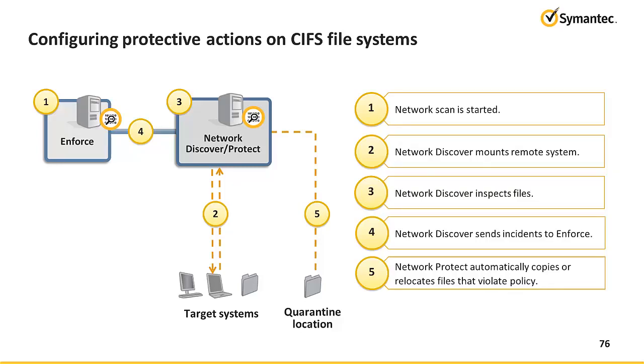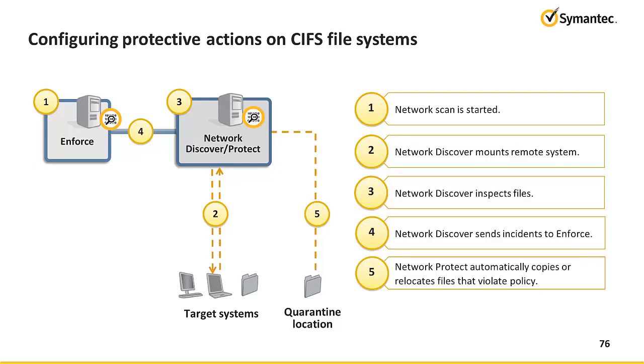This figure shows one example of a protective action for data at rest. Network Protect can be configured so that when it identifies a sensitive file that creates a high-severity incident as defined by policy, this file can be removed from the target server and relocated to a more secure and potentially encrypted file share. The quarantine location is fully configurable and is set up in Enforce.